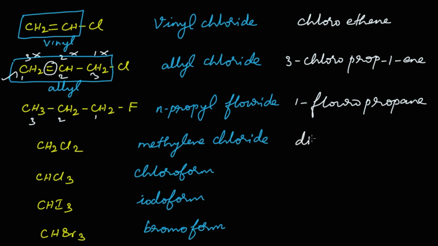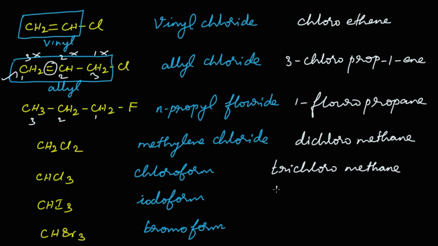So dichloromethane is the IUPAC name of methylene chloride. Here in the same way, three chlorines are present in the methane. So trichloromethane. Here three iodine are present in the methane. So triiodomethane. In the same way, here three bromines are present. So tribromomethane.